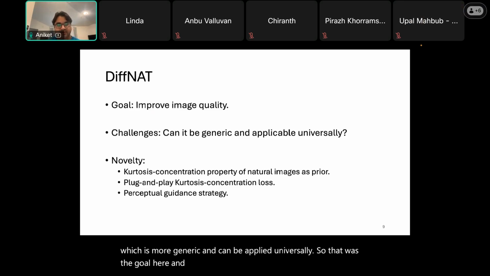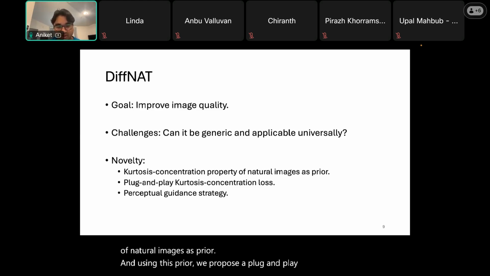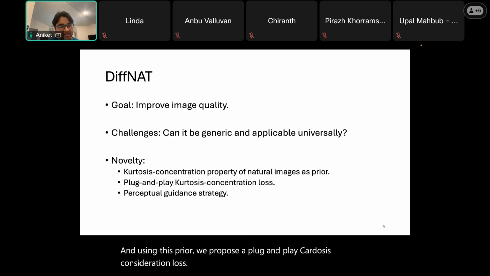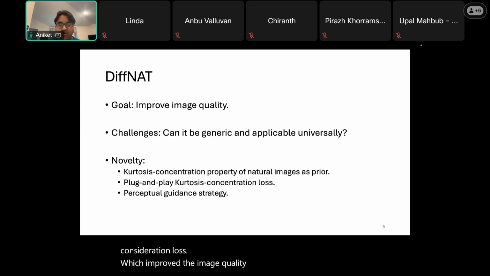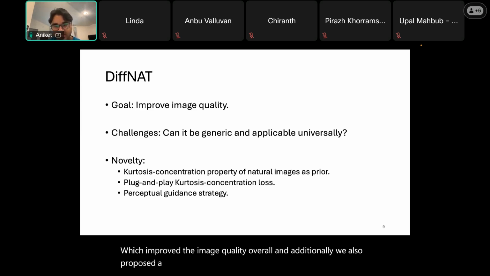And the novelties are, we use the kurtosis concentration property of natural images as a prior. And using this prior, we propose a plug and play kurtosis concentration loss, which improves the image quality overall. And additionally, we also propose a perceptual guidance strategy, which increases the image quality even further.